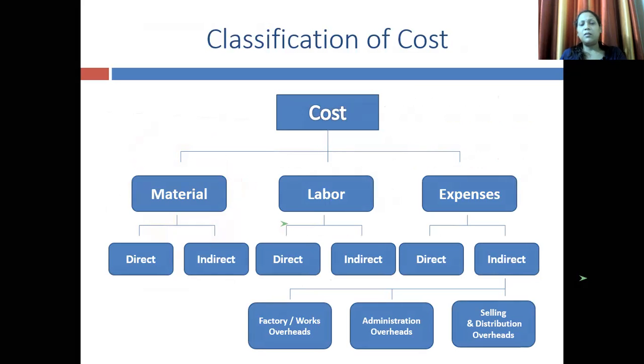So we can further produce a chart, that classification chart, that cost can be classified in this way also. Material, labor, expenses. Material cost can be classified as direct and indirect cost. Labor cost can also be classified as direct and indirect cost. Expenses can also be classified as direct and indirect expenses. So all these direct and indirect are common. Now the indirect cost can be further classified as factory or works overhead and administrative overhead, selling and distribution overhead.